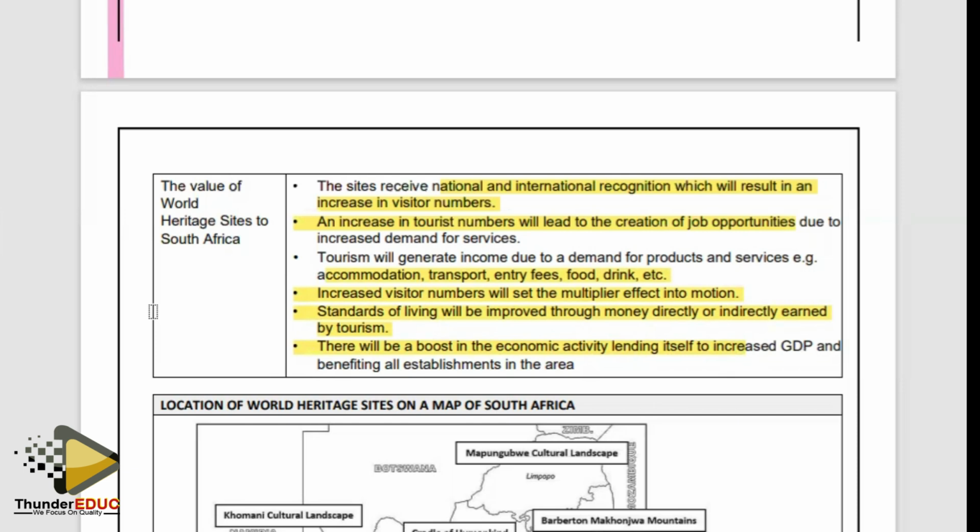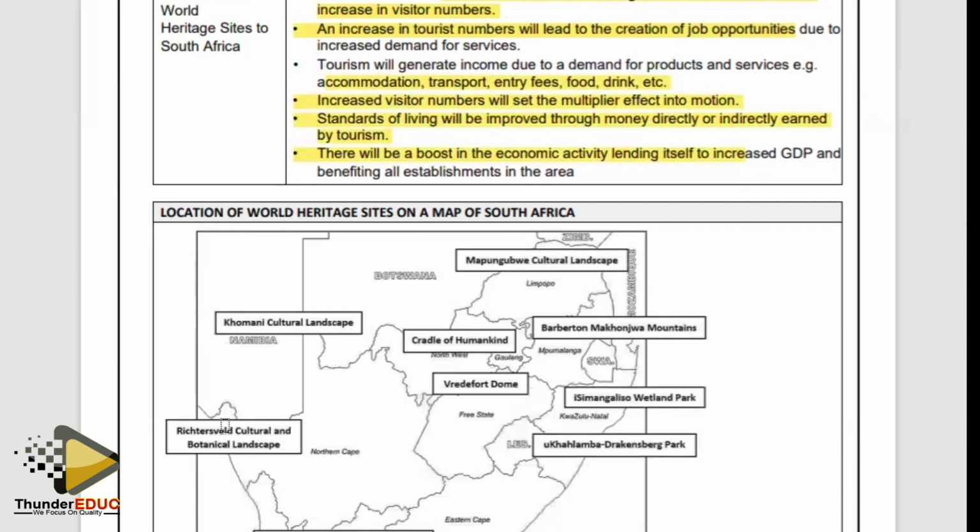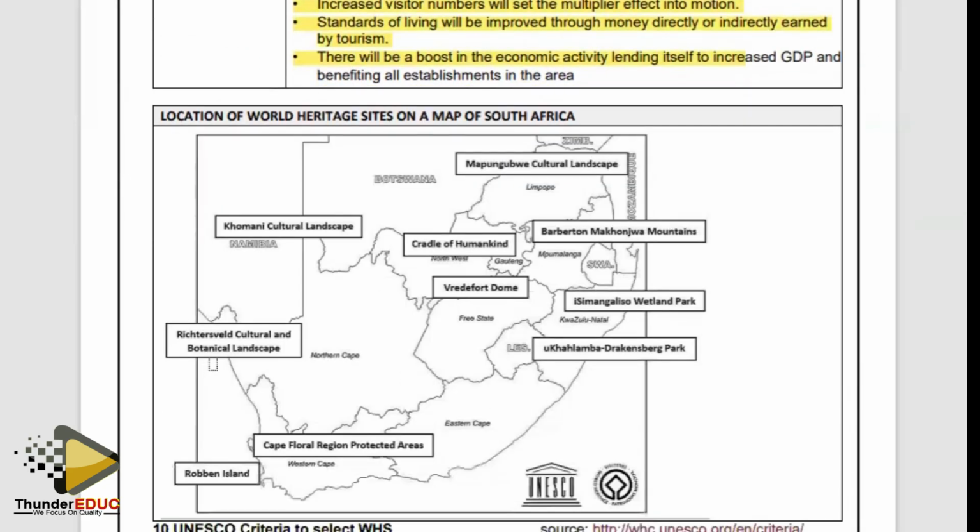They bring more tourists. As they bring more tourists, South Africa also stands to benefit from what we call the multiplier effect. So, the location of the World Heritage Sites on a map of South Africa. We have different heritage sites dotted around different parts of South Africa. I think you can see where each of the World Heritage Sites lies.